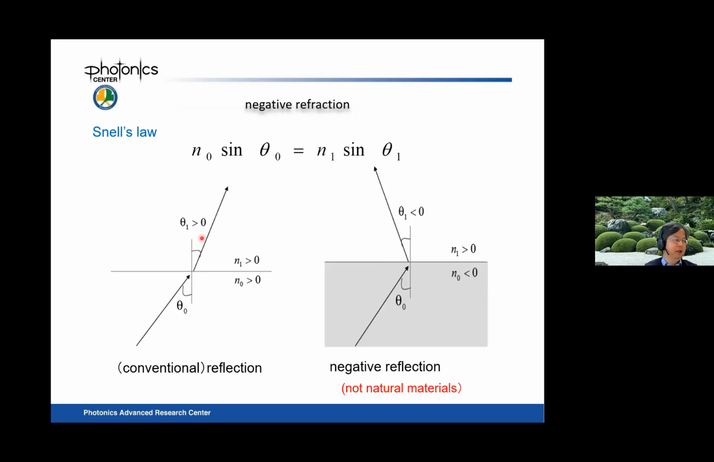What is negative refraction? It's very simple. In conventional refraction, as you know, the optical wave coming in this direction, theta 0, is refracted in this direction. Yeah, this is according to Snell's law, as you know. In negative refraction, the refraction angle is on the opposite side, not this side, opposite direction. In this case, the index has a negative value. I mean, the refractive index is smaller than 0. This is negative refraction. Very simple. So the question is, how should we realize negative refraction?